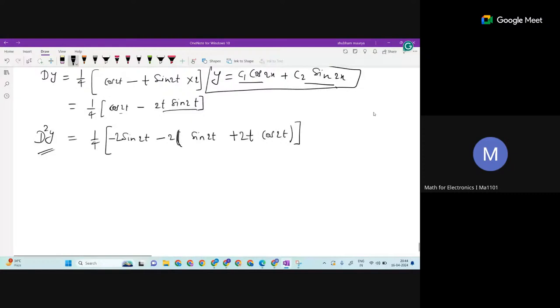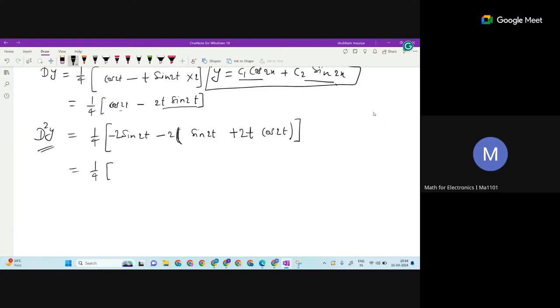So here, d square, the second order derivative, is going to be finally 1 by 4 times minus 2 sine 2t minus 2 sine 2t minus 2t cos 2t. So this is finally minus 4 sine 2t minus 2t cos 2t. So this is our derivative.